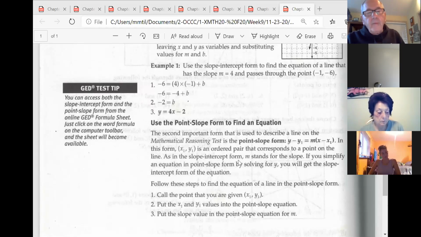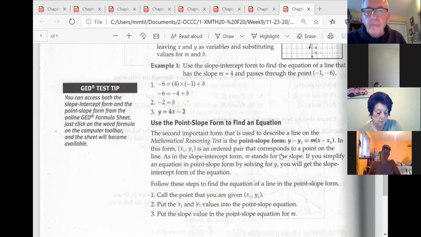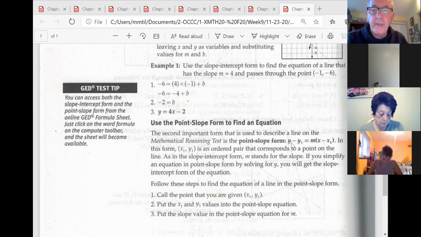The other form is the point-slope form, which I usually never use, quite frankly. But it's another way of doing it, and in some of your problems, they'll say use this form. So you can't fight City Hall, you've got to use them both. This is the formula: y minus y1 is equal to m times x minus x1.